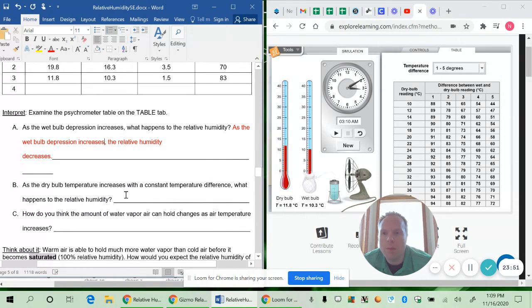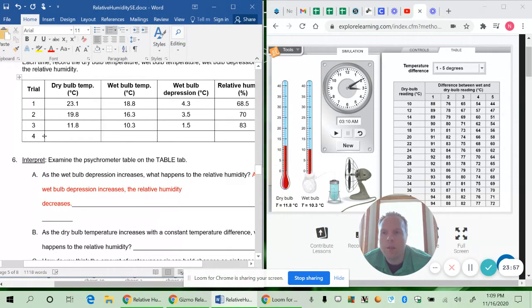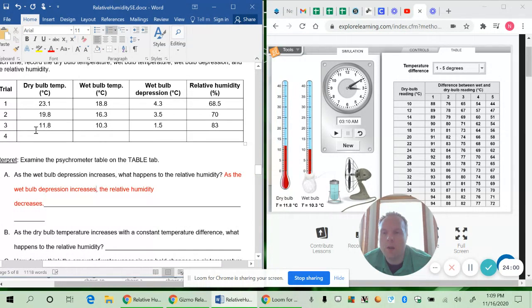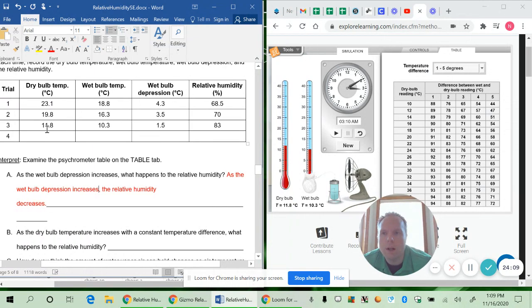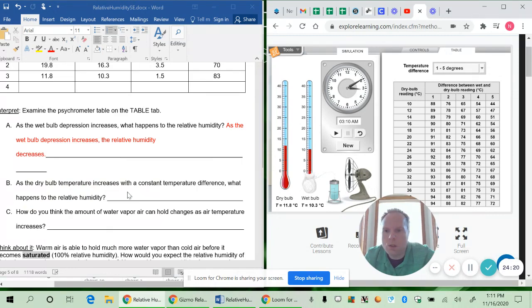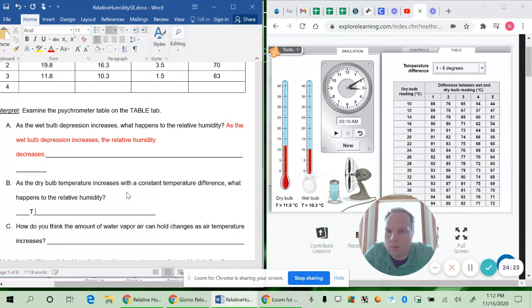It says that the dry bulb temperature increases with a constant temperature difference. What happens to the relative humidity? Well, let's look at our table here. So we had a cold temperature here, kind of in the middle, and a high temperature here. So it looks like when the dry bulb temperature went up, the relative humidity went down. So what we can write is, make this red so you can see it, the relative humidity decreases.